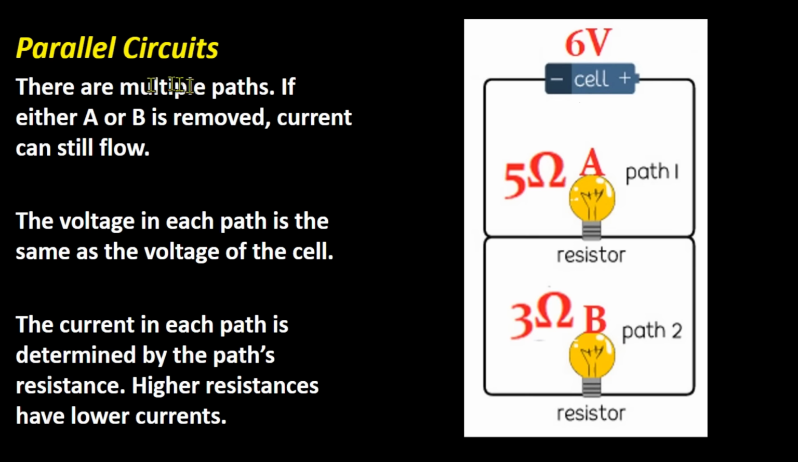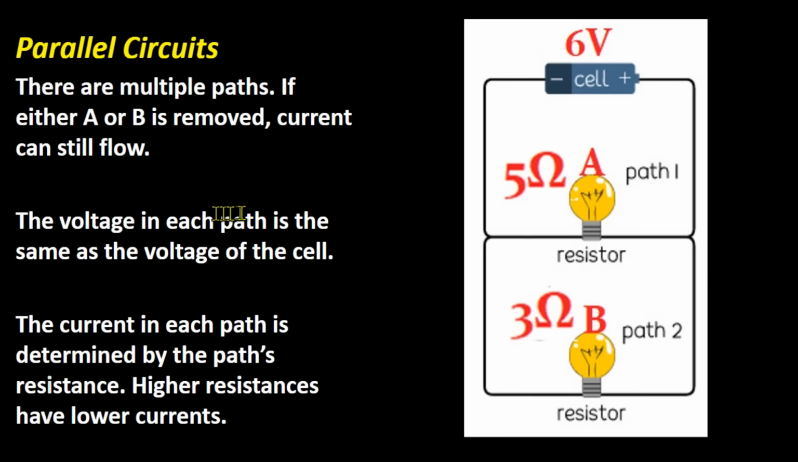In parallel circuits, there are multiple paths. Here we have the same components as the previous series circuit, but each bulb is wired individually, where A is 5 ohms and B is 3 ohms. So it means that if A is removed, current can still flow to B. If B is removed, current can still flow to A.